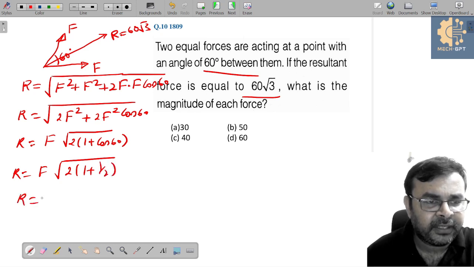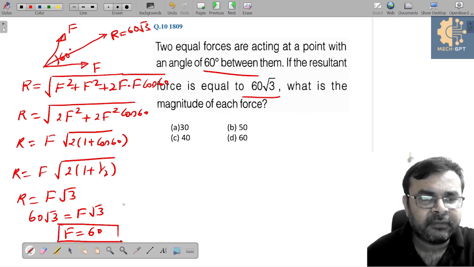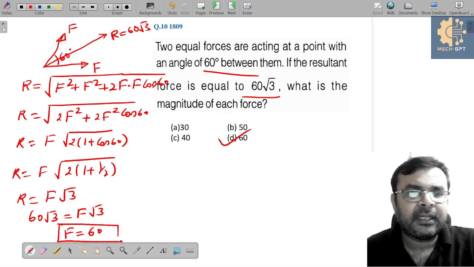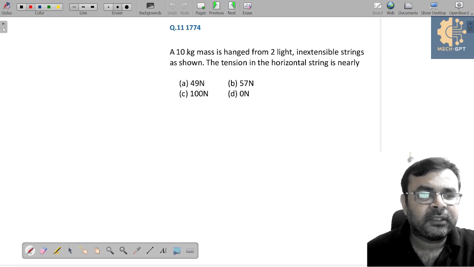So when you simplify this, then you will get F is equal to, this is 3 by 2, 2 is cancelled out, so here we can get root 3. And what about R? This is already given here, 60 root 3, this is equal to F root 3. So from this here we can get F is equal to 60, and there is no unit, so leave it. So the correct option is option D. Okay, let's see another question.